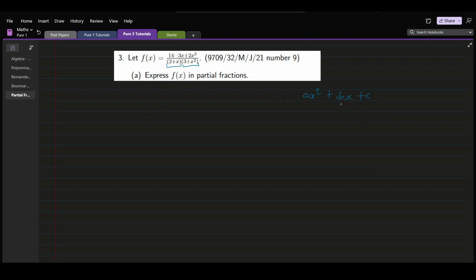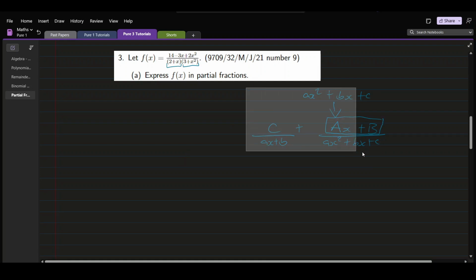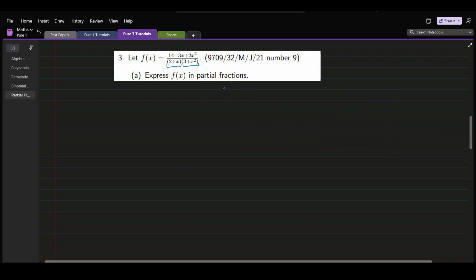So when you have a quadratic factor and you're decomposing into partial fractions, it would then become ax plus b over your quadratic. For a linear factor, we say it is just one letter on top. So for example, if your linear factor is ax plus b, it would be c over ax plus b. But notice how the numerator then changes for the quadratic factor to become ax plus b. So let's delete this and let's go through the question.